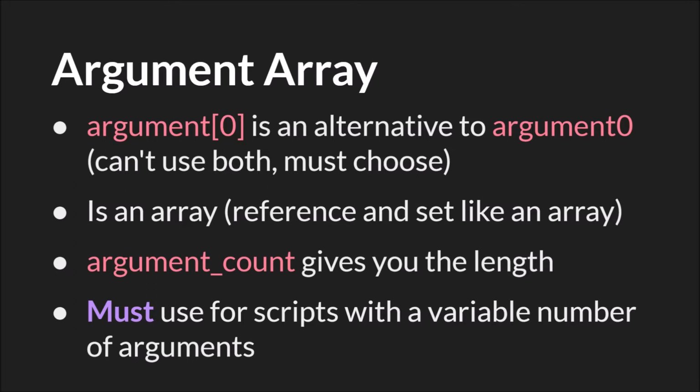Because the primary way to use the argument array is to pass in a variable number of arguments, you might want to know how many arguments are being passed in. An argument count gives you the length of that array, gives you the number of arguments that have been passed into the script. So let's actually jump over to GameMaker Studio 2 right now and see a couple examples of this.